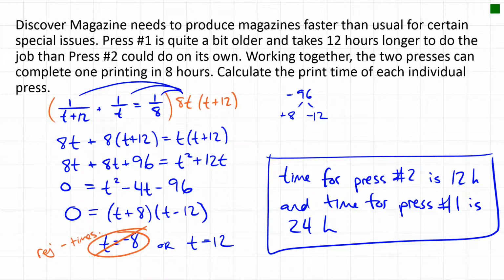Keep in mind that in the original question, we were asked to calculate the print time for each individual press. So don't just write t equals 12. That's not a complete answer. Make sure you answer the question that's asked of you at the beginning.